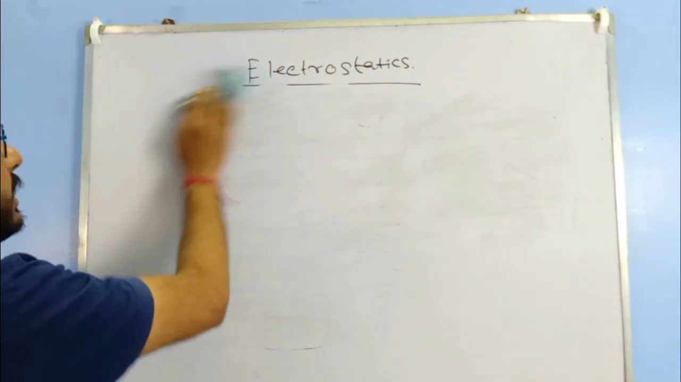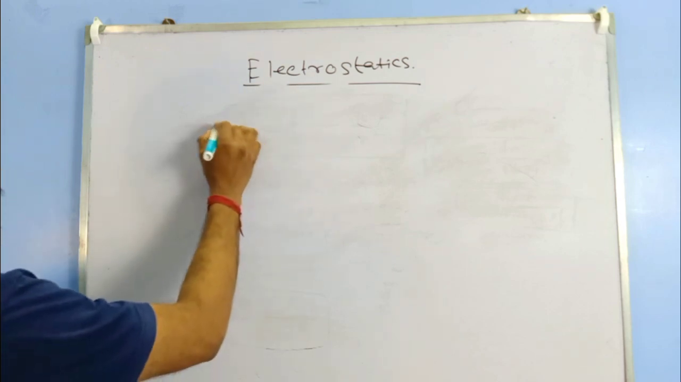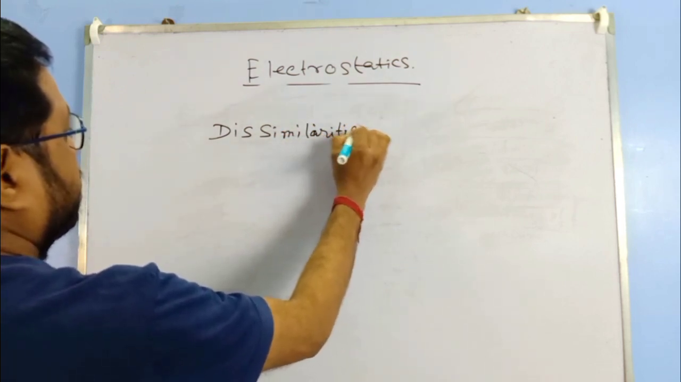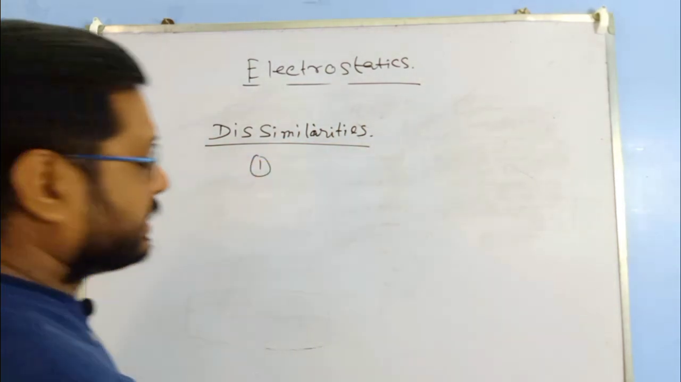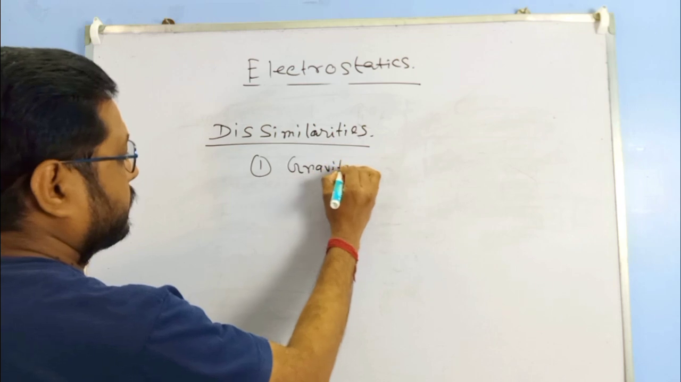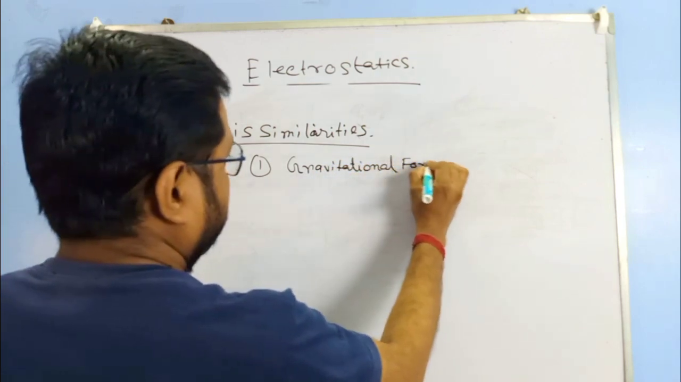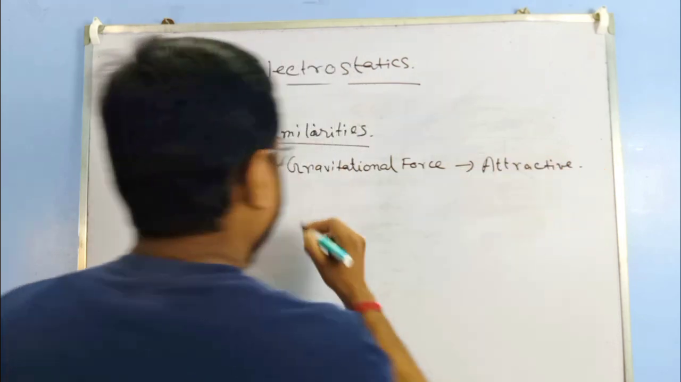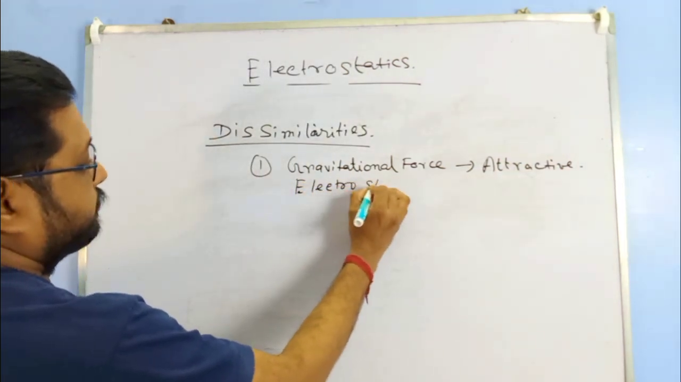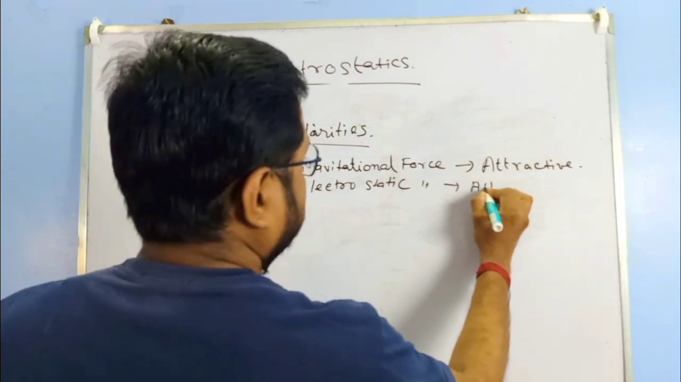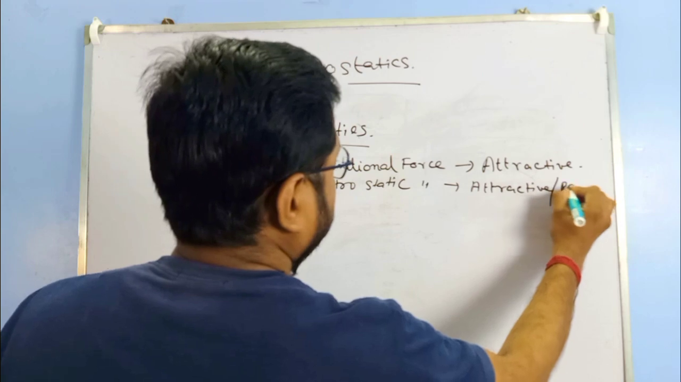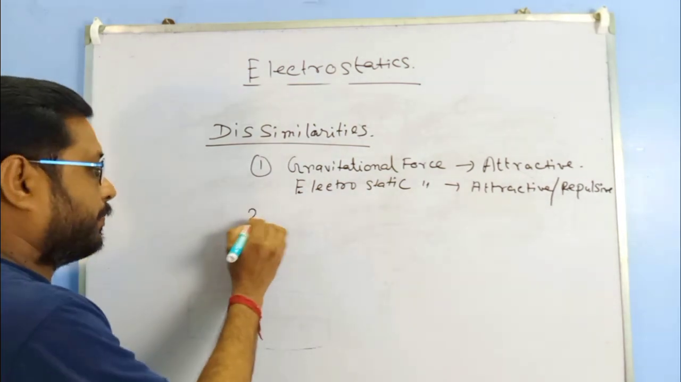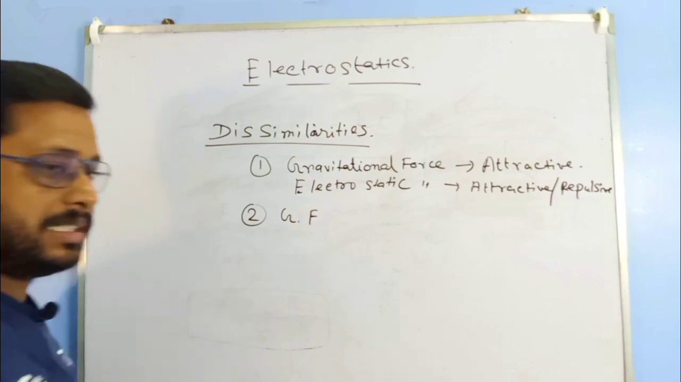Dissimilarities. Number 1, gravitational force is always attractive in nature, but electrostatic force is either attractive or repulsive based on the nature of the charged particles.